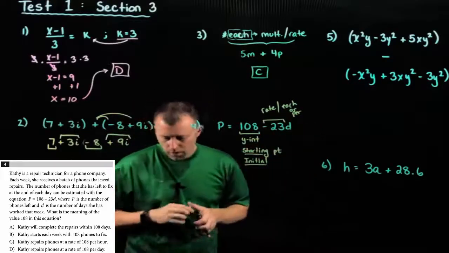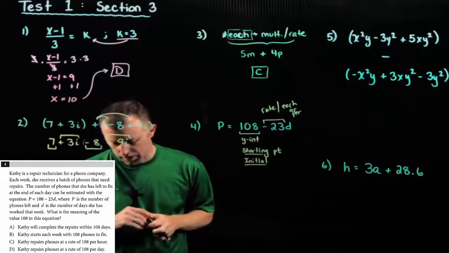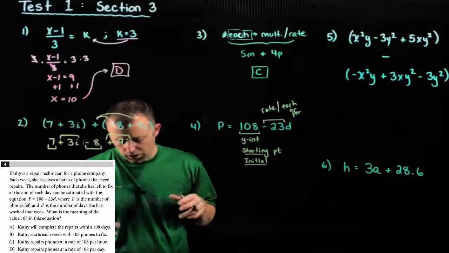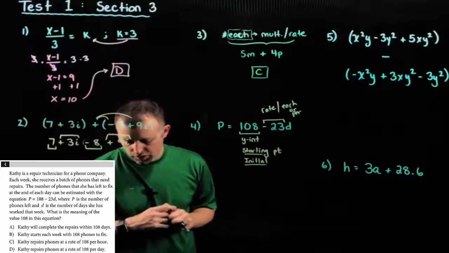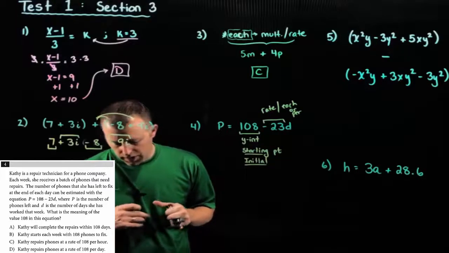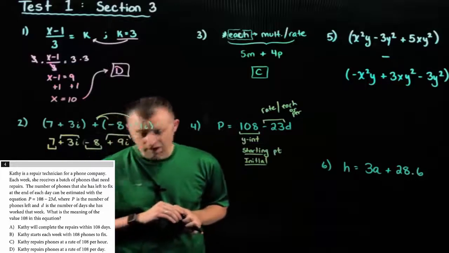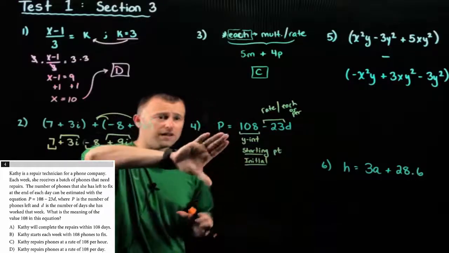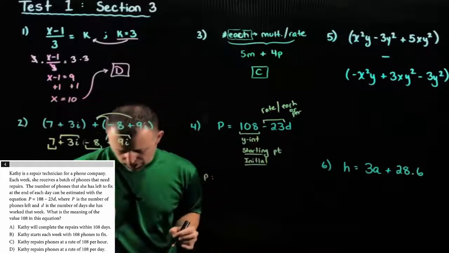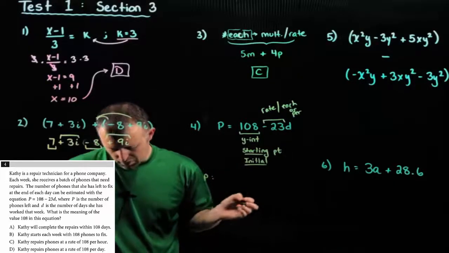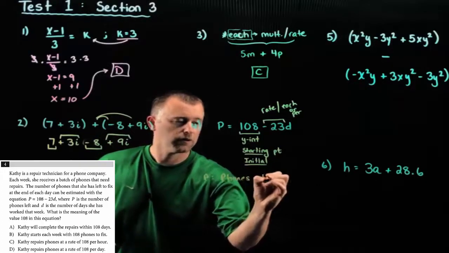So in this problem, we want to know what the D is and what the P is and all those things so we understand what's going on. So this one is about Kathy. She's a repair technician. She receives a batch of phones that she needs to repair. Now the number of phones that she has left to fix at the end of each day can be estimated with this equation. So this tells you as an output how many phones. So I'm going to put that right in there. P is the number of phones left. So we have phones left to repair.